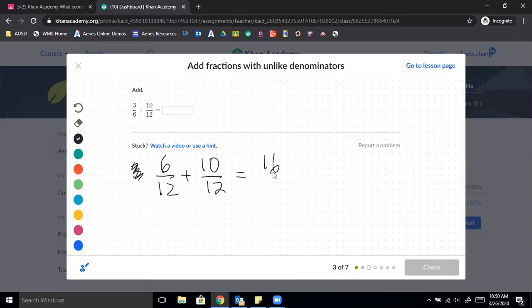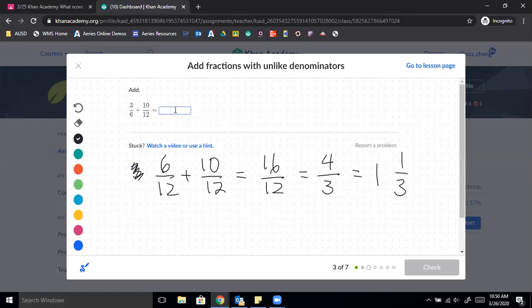Okay, that's 16/12. If I wanted to simplify that, what would that be? I can divide by 4. So that'd be 4, that'd be 3. 4/3, okay, I can do better than that. 1 and 1/3. Okay, 1 and 1/3.